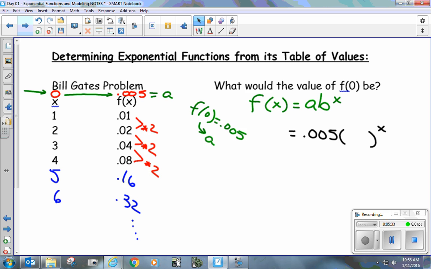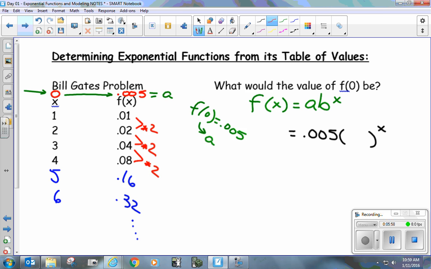But what is the b value? The b value is our base. What's the base of the exponent? Where does 2 appear? Yes, but what does it do? What's 2's purpose? It doubles. From day to day, it always doubles.